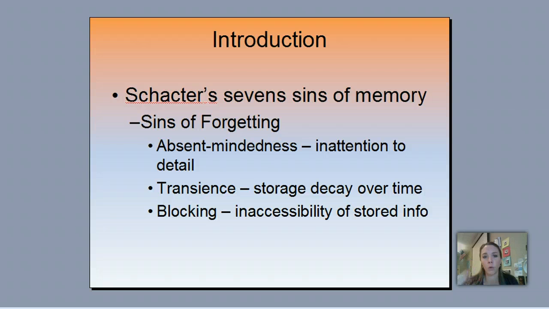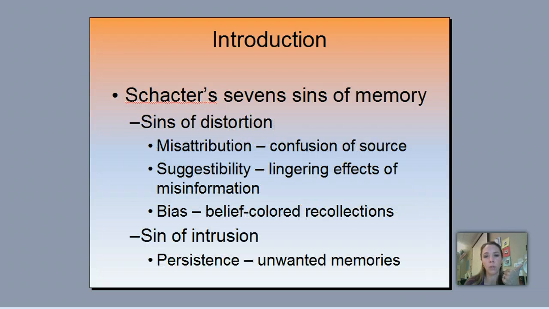So I'm going to kind of go forward a little bit. Stop writing. It's going to be the sins of forgetting. That's 1. So there's 3 of those. There's going to be the sins of distortion, so things that go wrong. And then 1, the sin of intrusion. So those are going to add up to 7 because sins of distortion have 3, sins of forgetting have 3, and then intrusion is going to be 1.